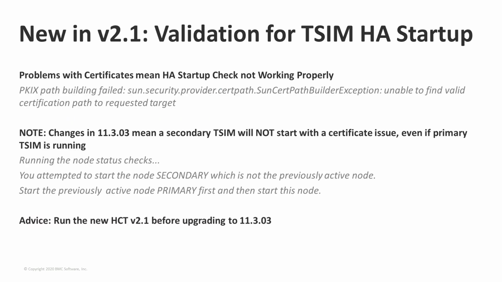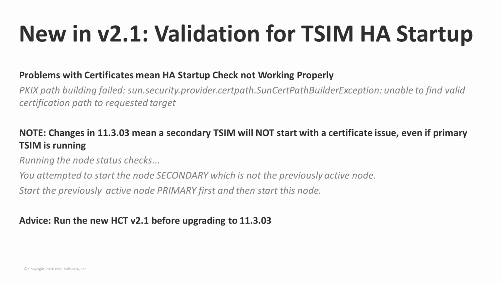First up is a new check on the startup procedure for TSIMs in high availability setup. The PKIX error on the page can be seen in the TrueSight log files when a HA split brain scenario occurs. This is when both primary and secondary TSIMs are trying to be active at the same time, and this error can be seen in both 11.301 and 11.302.